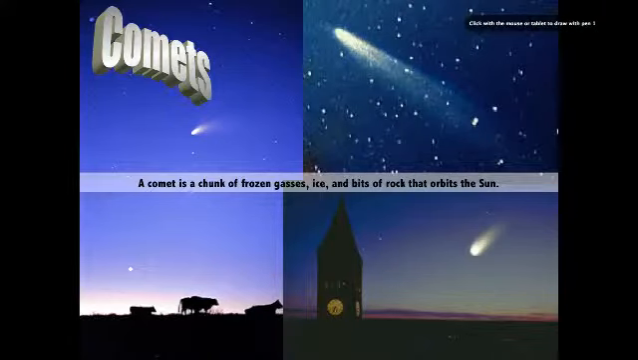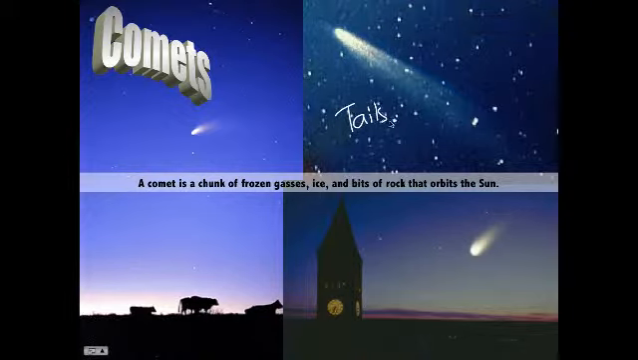Here's what a comet is. It's a chunk of frozen gases and ice and bits of rock that orbit the sun. One thing to note about comets is that they all have tails. And again, these tails are made mostly of frozen gases and ice and bits of rock. That's what the tails are made out of.